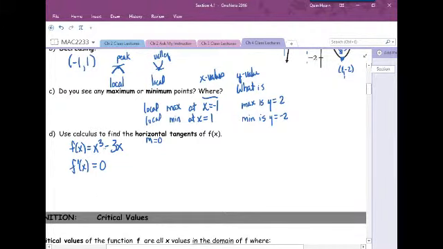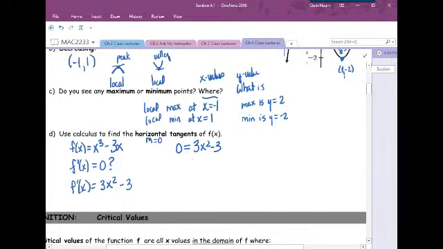So let's go ahead and find f prime of x. We want to know the x values for which f prime of x equals 0. So first we have to find f prime of x. The derivative of x cubed is 3x squared. The derivative of -3x is just -3. So we want to know where is that equal to 0. So we have an equation to solve. 0 equals 3x squared minus 3.